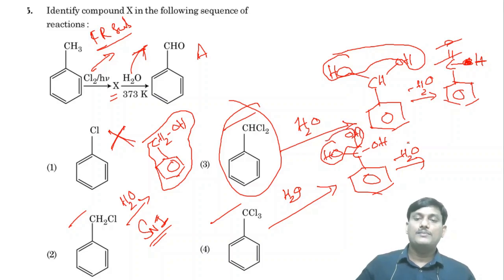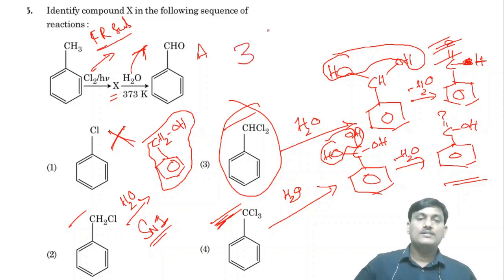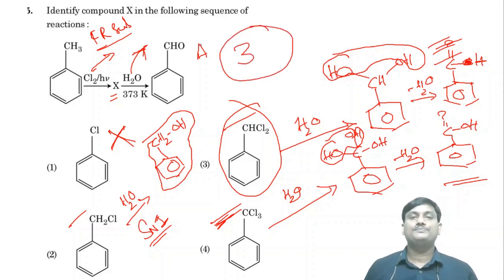So finally you will get benzoic acid. If you take the dichloro product, you will get benzaldehyde. If you take the trichloro product, you will get benzoic acid. So what is the option here? The third one is the correct option.